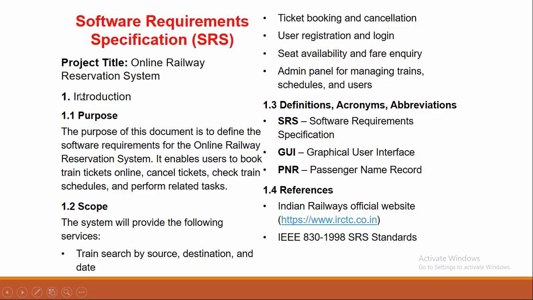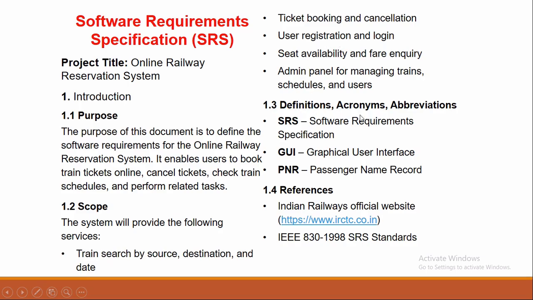First of all, we'll cover the introduction part. In the introduction part, I am going to write the purpose of my railway reservation system. So purpose is nothing but what? It enables the user to book tickets online, cancel tickets, check trains, and so on. Then I am going to write the scope of my online railway reservation system. Here you can see the scope is train search by source, destination, and date, then seat availability, user registration and login, and so on.